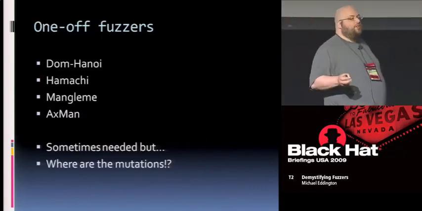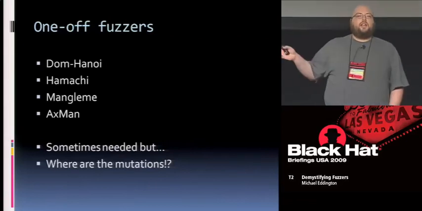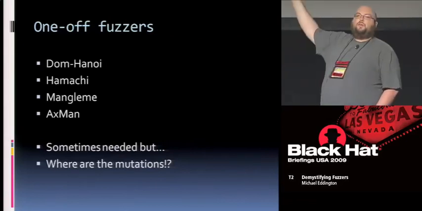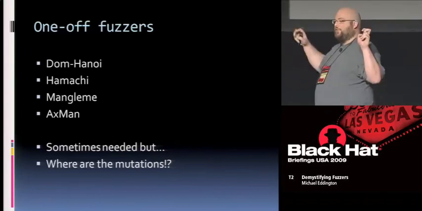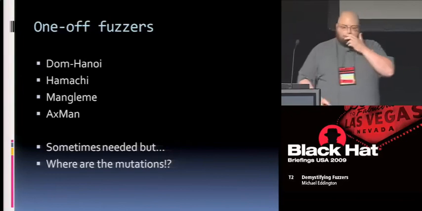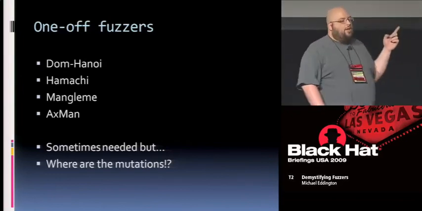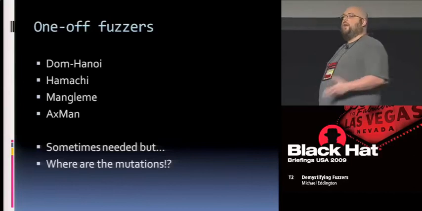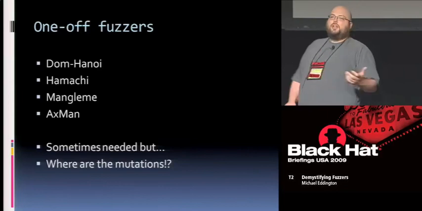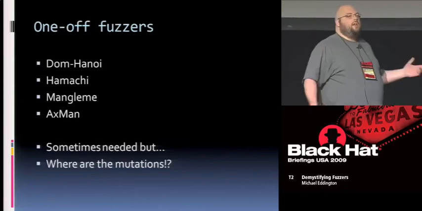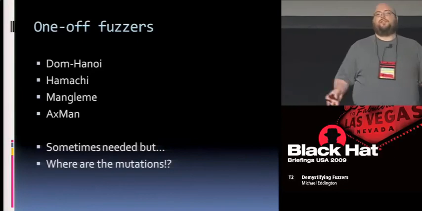So the one-off fuzzers like Dom Hanoi, Hamachi, I think everyone has heard of some of these. A lot of these were made famous by H.D. Moore, for some of the Summer of Bugs series. On one hand, none of these are maintained anymore. On the other hand, because they were custom, quick one-offs meant to find low-hanging fruit type bugs, the mutations involved in them don't really go very far. They're fairly simplistic fuzzing examples.